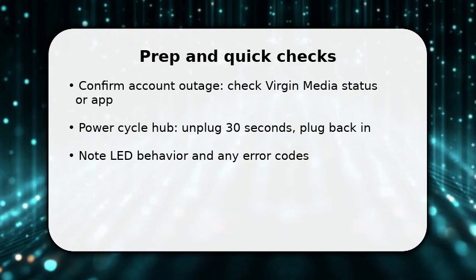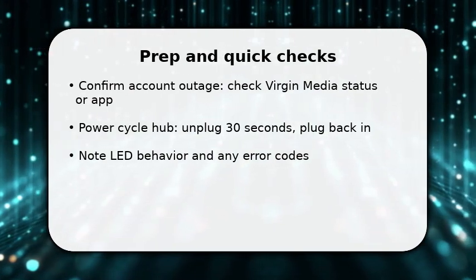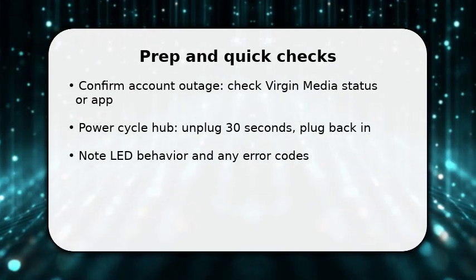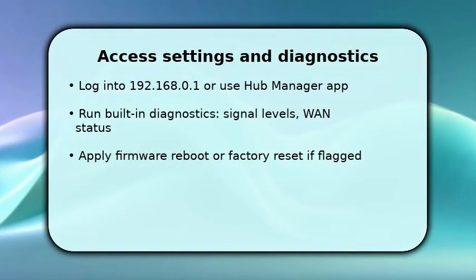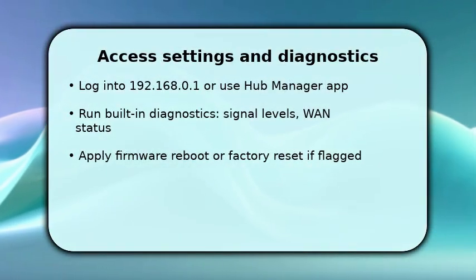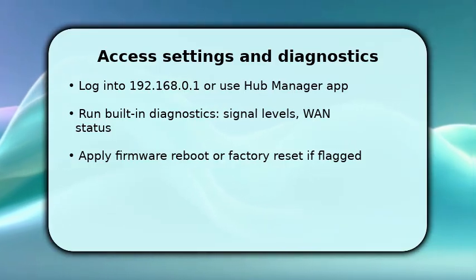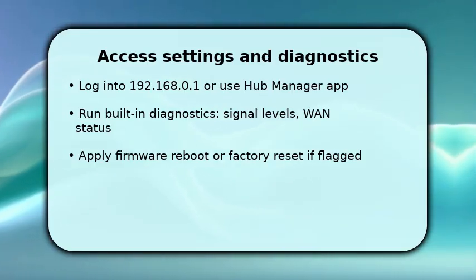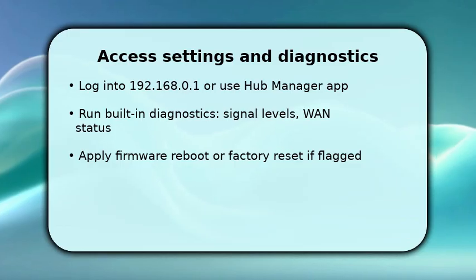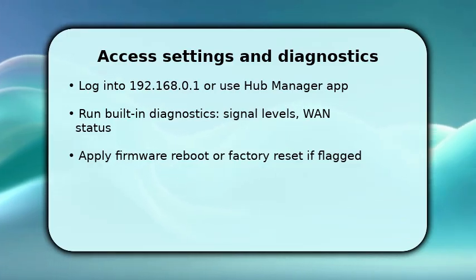You now access the hub's admin at 192.168.0.1 or the Hub Manager app to inspect signal levels and WAN status, because those tell you if the issue is line-related. Once inside, run diagnostics and note downstream/upstream SNR and power. Low SNR or extreme power points to cabling or network faults.